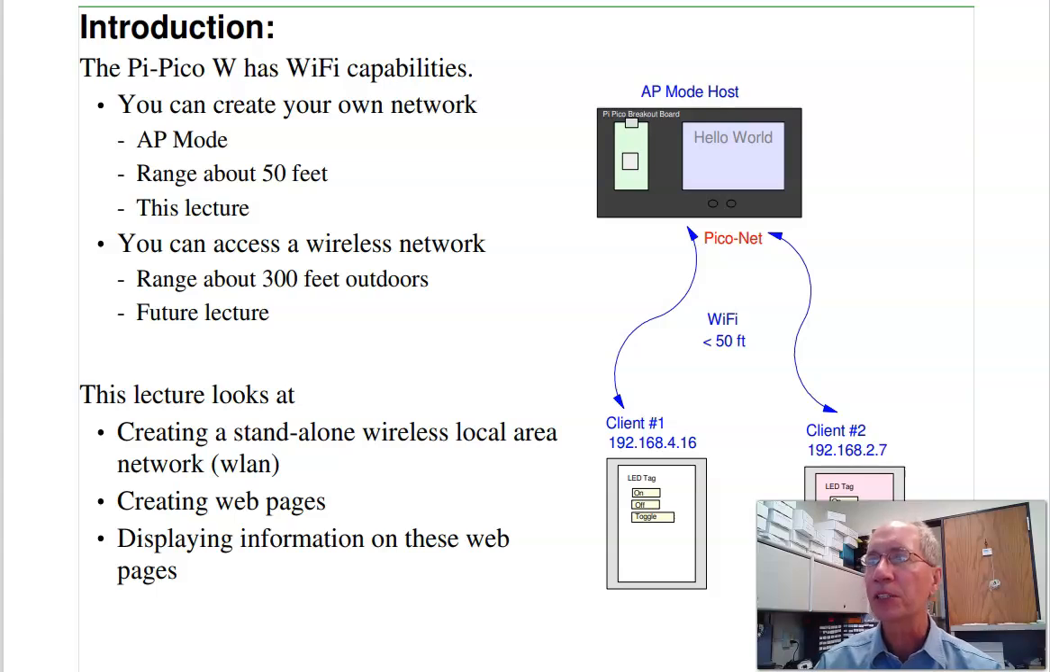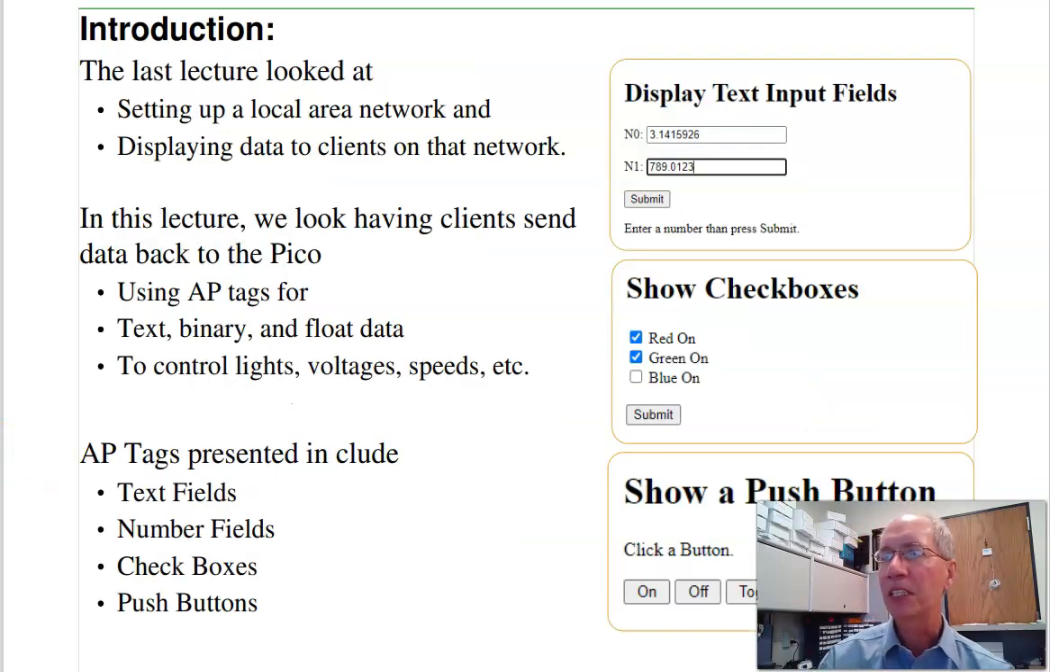Now, in the previous lecture, we looked at setting up the Raspberry Pi Pico in AP mode. That creates a wireless network that other devices can connect to, like your cell phone, a computer, whatever. Once you're connected, the previous lecture looked at how the Pico can send data to those devices by modifying a web page. In this lecture, we're going the other way around. We're going to have devices send data to your Pi Pico. And with that, I can send text, commands like click on buttons, turn lights on and off, and let's give an example of that.